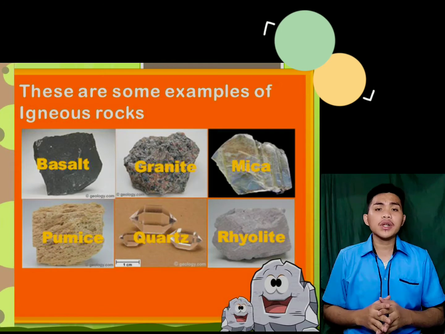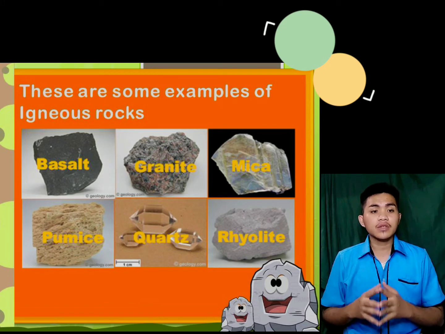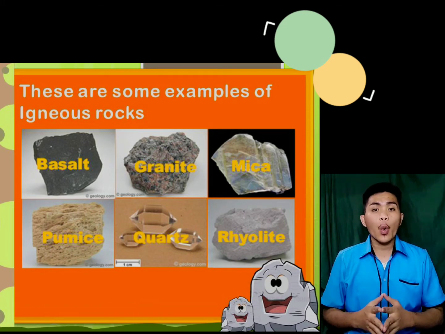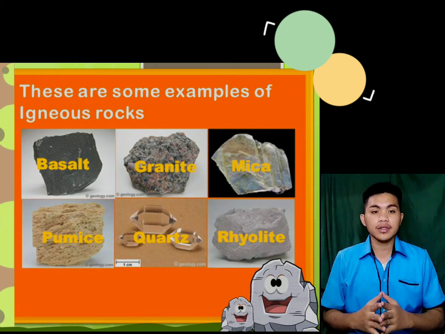There are a lot of examples of igneous rocks, but these are some. The first example is basalt, granite, next is mica, pumice, quartz, rhyolite. So those are some examples of igneous rocks.